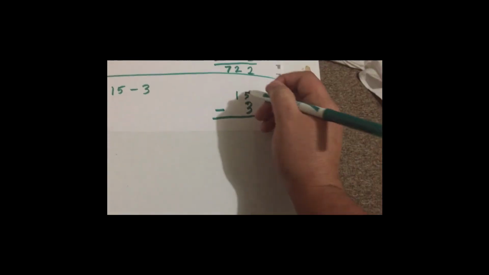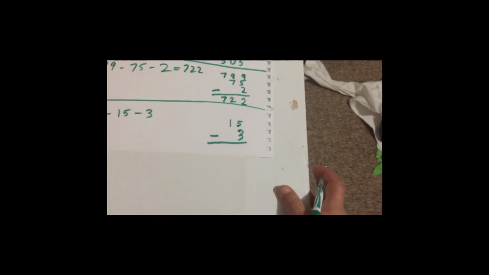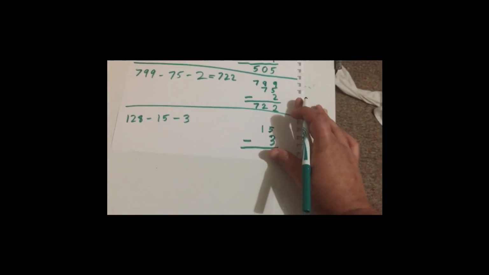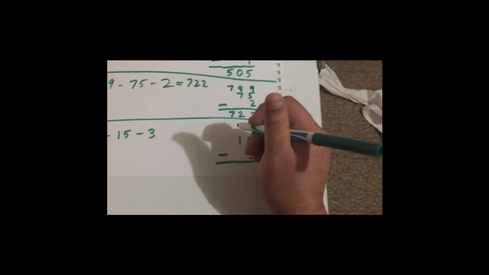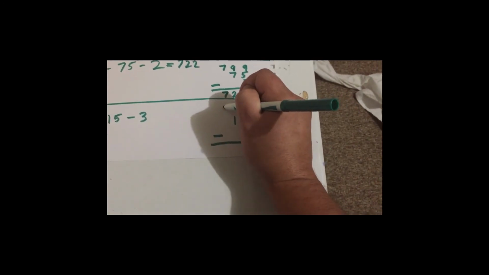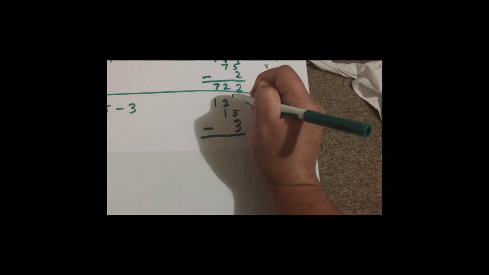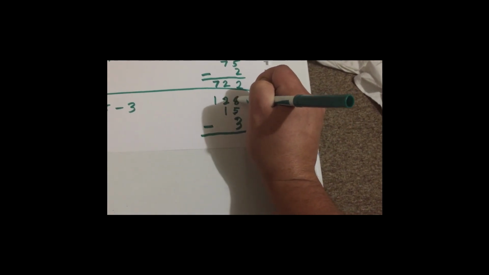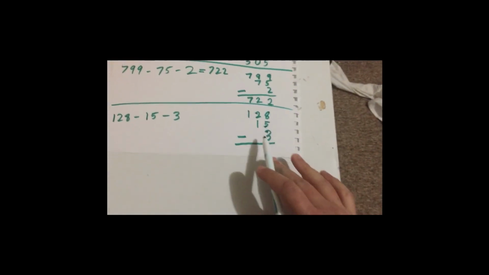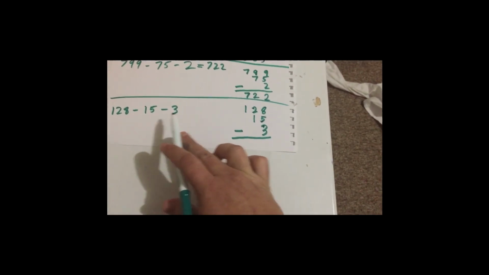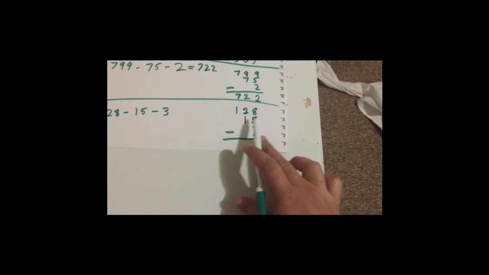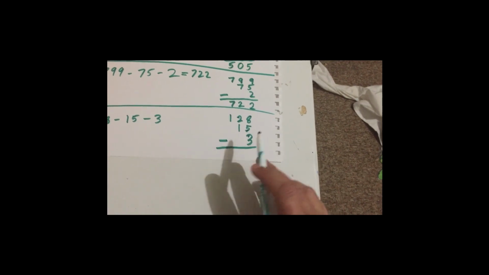That's an ugly 5 too. Okay, well that's the best I can do with that. And the other number is 128. So we'll write 128. The paper keeps moving. So 128 minus 15 minus 3.